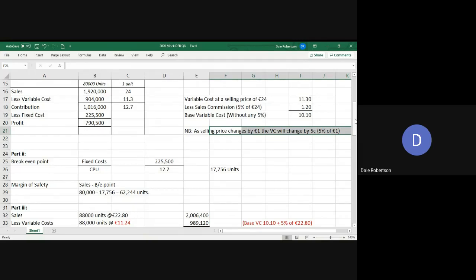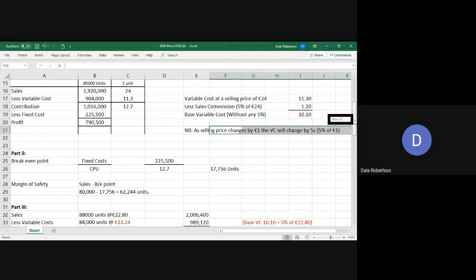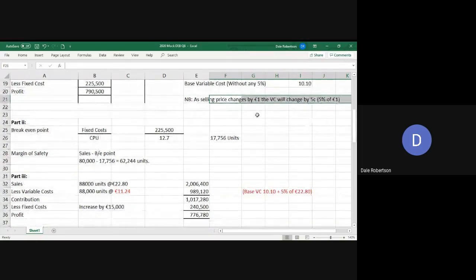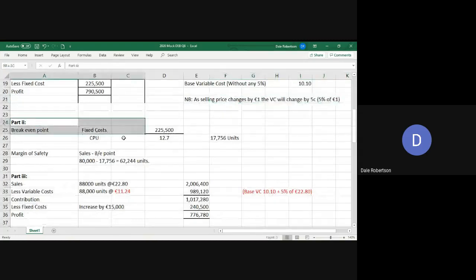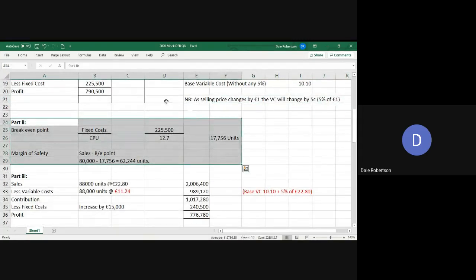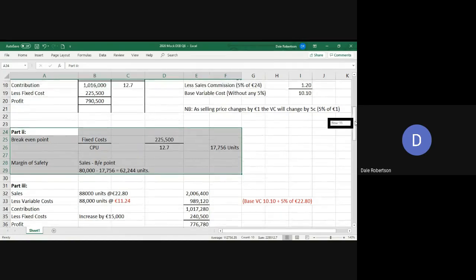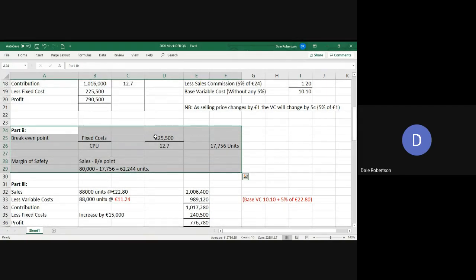Now, let's have a look at part 2 and 3 going forward. Of course, part 2 is traditionally part 1 of the question, but part 1 here was involved in the setup. So part 2 says, calculate the company's break-even point and margin of safety. Well, the break-even point is simply the fixed costs, 225,500, divided by the contribution per unit, €12.70. You divide that in, and you'll find that this company has to produce 17,756 units to break even, always rounding up to the next full unit.